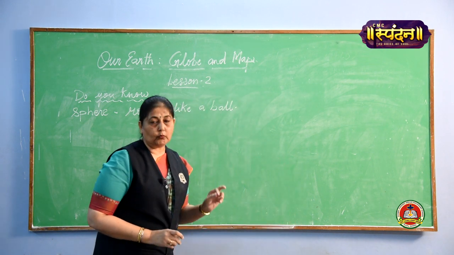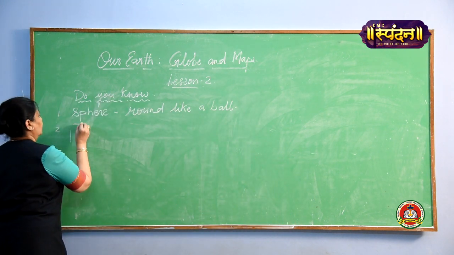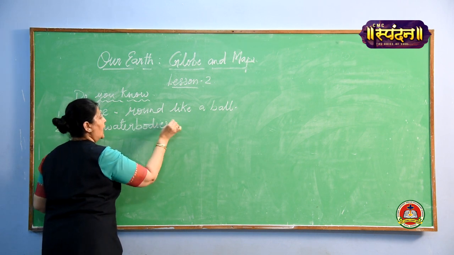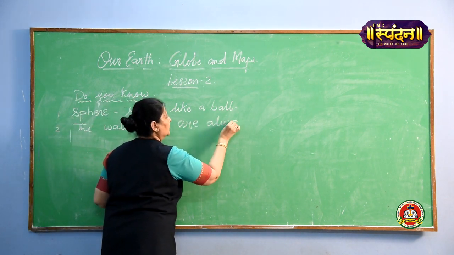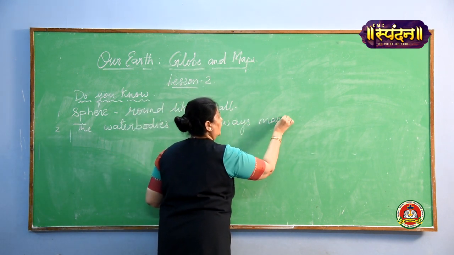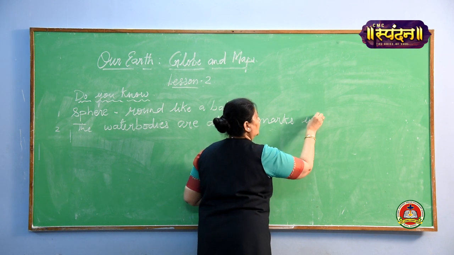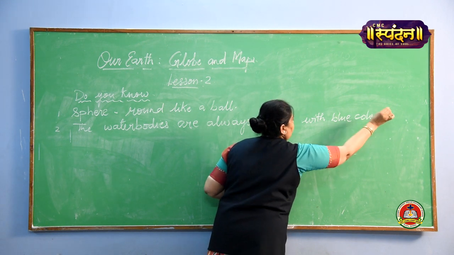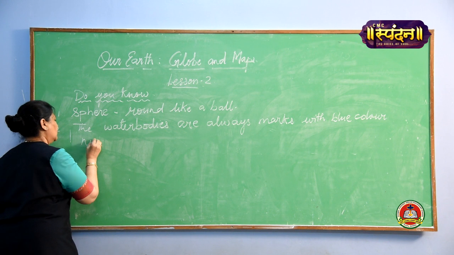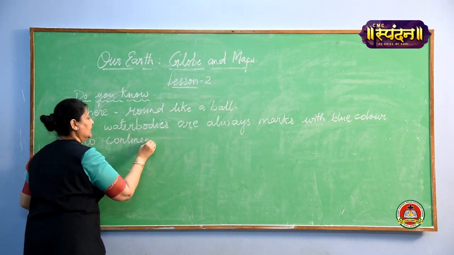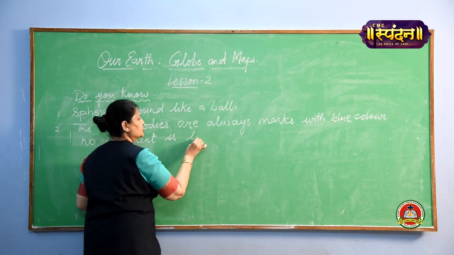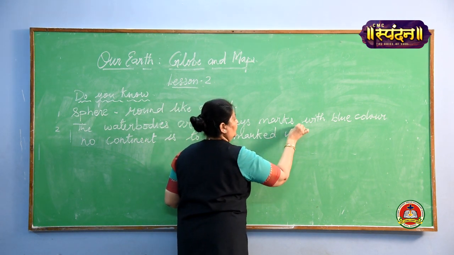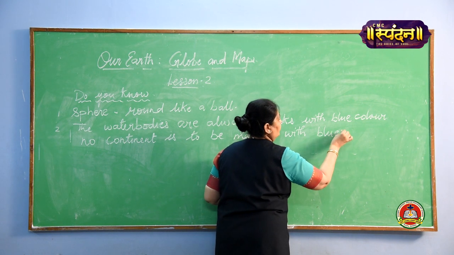Now, the second point we will write: the water bodies are always marked with blue color. No continent is to be marked with blue color. Okay?